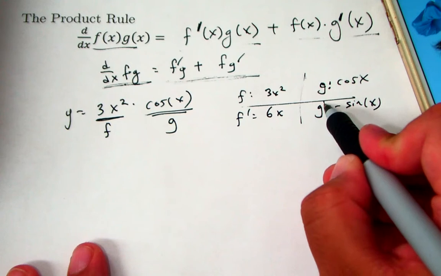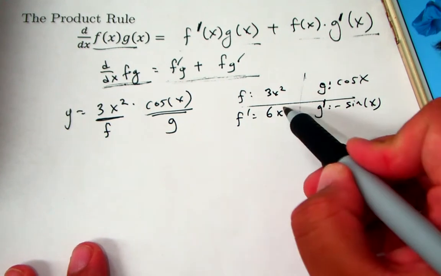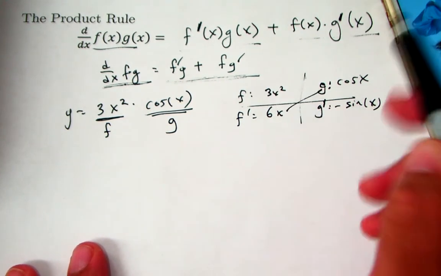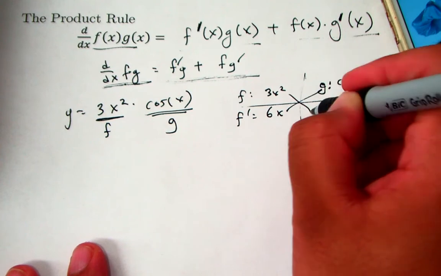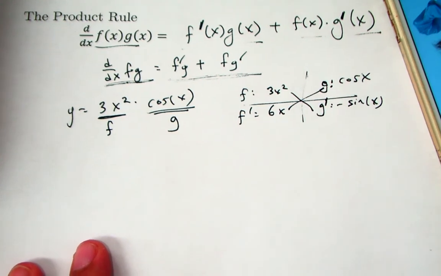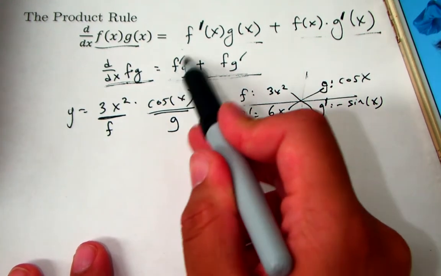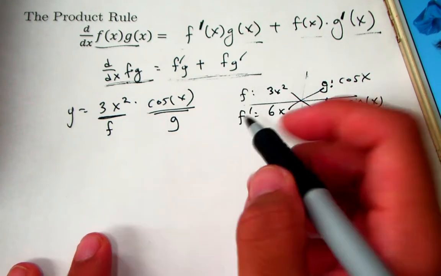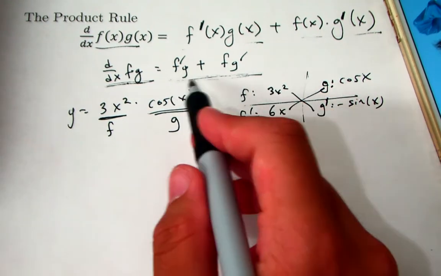A little trick some people like to use. I'm not a big fan of tricks, but if you list it in this way, then your factors are basically going to be diagonal from each other. Whatever works for you. To know the rule, I like this f prime g plus fg prime sort of pattern. But in any case, you're going to place these four ingredients according to this pattern.